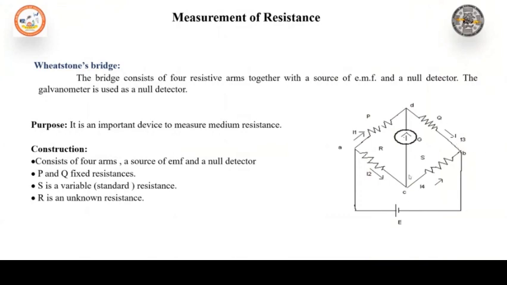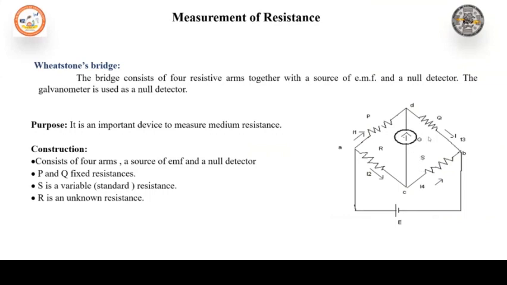You are looking at the diagram. The bridge consists of 4 resistive arms together with a source of EMF and a null detector. The galvanometer is used as a null detector. This complete figure shows the basic Wheatstone bridge circuit.